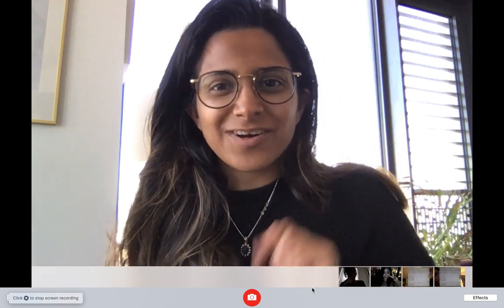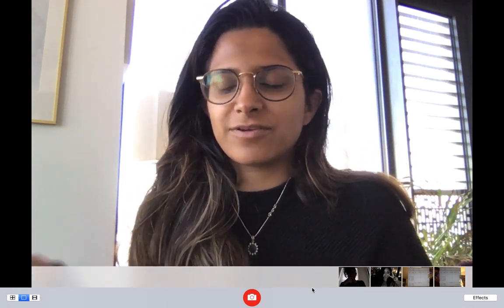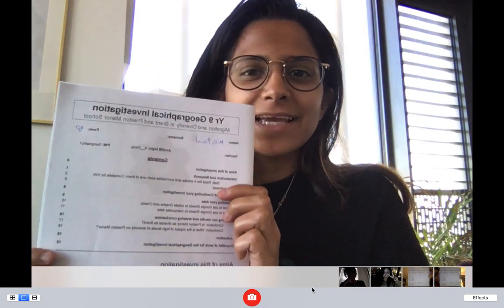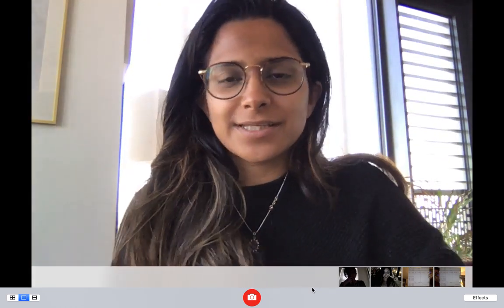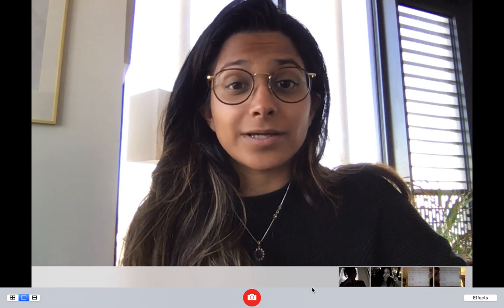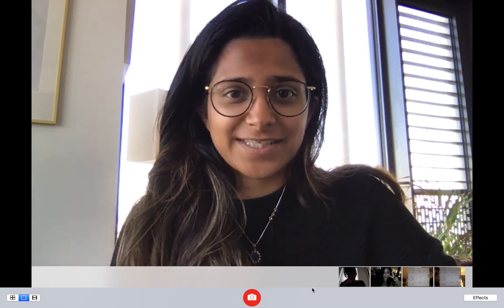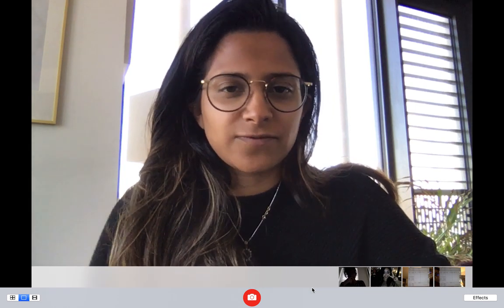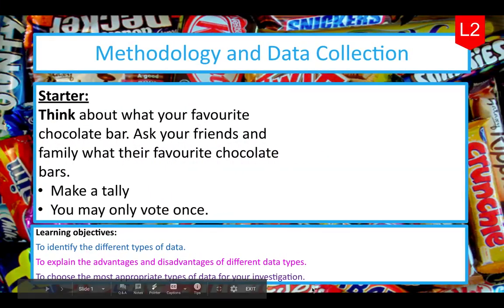We are now on our second lesson of our wonderful geographical investigation. So what we are doing today is we are looking at different types of data and how we can use those to complete our investigation. So I'm just going to take you through the first few bits of the PowerPoint. So today we're thinking about our methods, our methodology of our data collection.